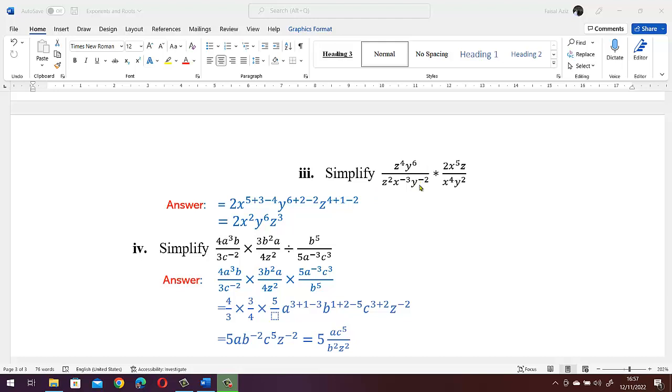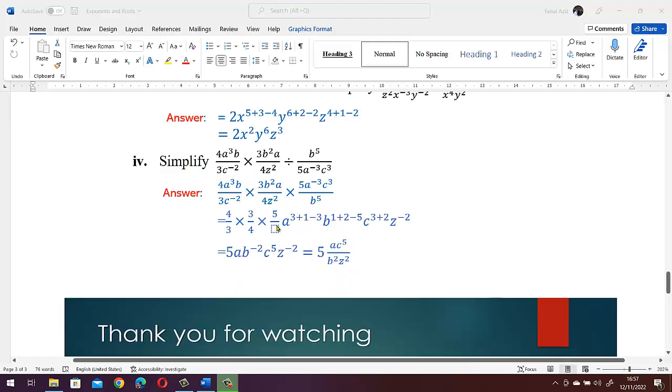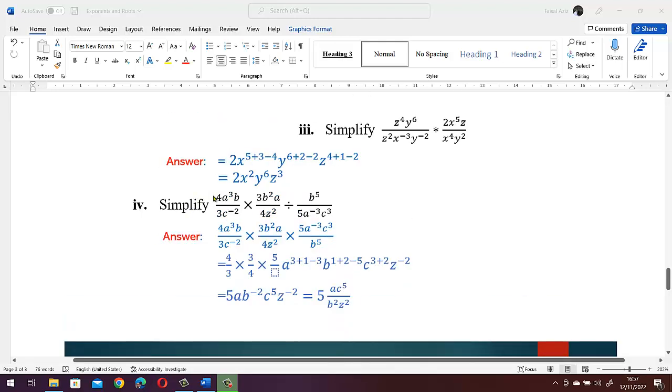Then we have one variable y which is -2 and another variable y which is 2. So the variable y power -2 will go up, it will become +2, and the variable with power y2, when it will go up it will become -2. And similarly we perform the same operation for variable z. So finally when we simplify it, our final answer will be 2x square, y power 6 and z power 3. Let's have a look at another simplification question.